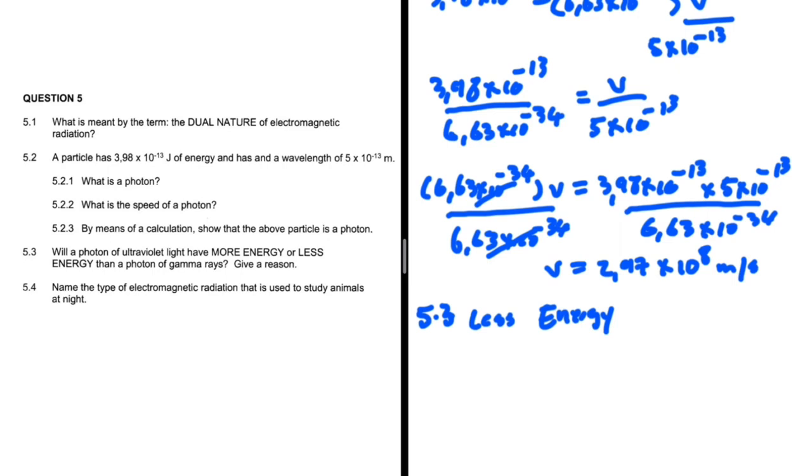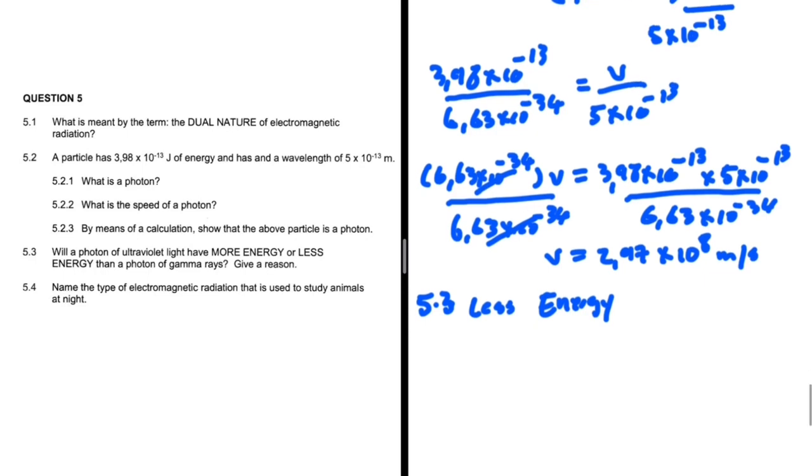Let's give a reason for our answer. We can say that gamma rays have a higher frequency compared to ultraviolet light. If you don't want to talk about frequency, you can say that gamma rays have a smaller wavelength compared to ultraviolet light. The smaller the wavelength, the higher the energy. That is 5.3.